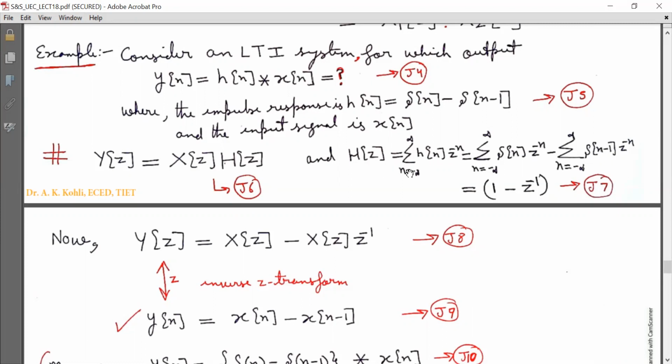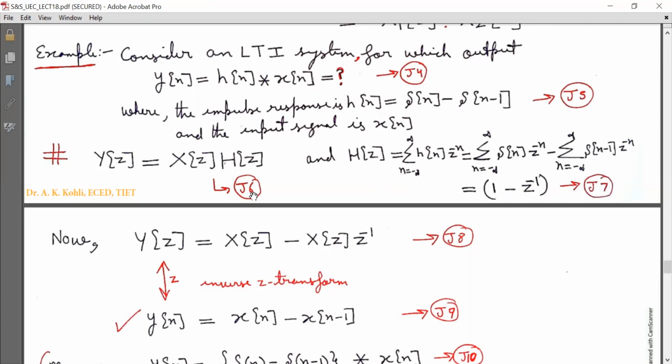So H(z) is equal to the summation over n from minus infinity to infinity of h(n) z raised to minus n, and that is equal to the summation of delta(n) z raised to minus n, minus the summation of delta(n minus 1) z raised to minus n. Now look at this summation. Delta(n) is defined at n equal to 0, so put n equal to 0 here and we will get 1. And here, delta(n minus 1) is defined at n equal to 1, so I will put 1 here and I will get z inverse. So H(z) is equal to 1 minus z inverse.